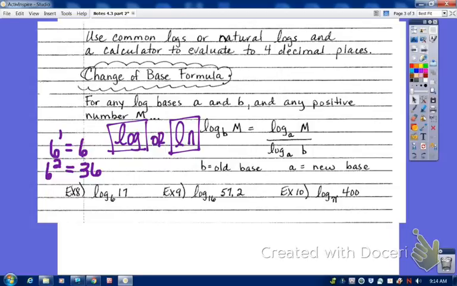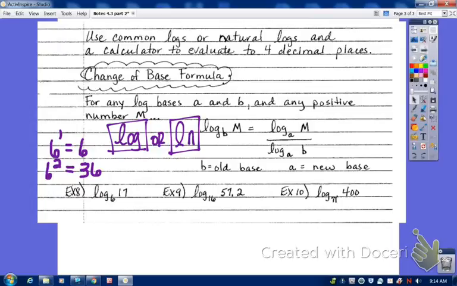Are they the same thing? Excellent question. Is log and LN the same thing? No, never, never, never. Because log is base 10 and ln is base e. They are both logs, but they're definitely not the same thing.